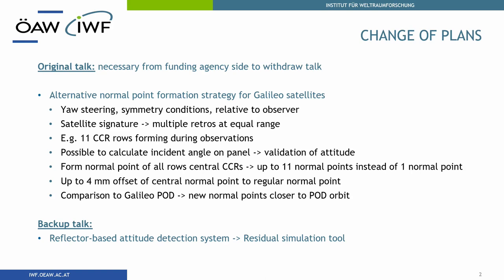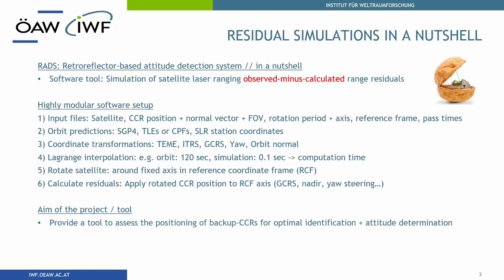Backup talk. I'm talking about a retroreflector-based attitude detection system, and for that we developed a residual simulation tool. Just to give you a short overview of the tool: as I said before, this is a tool to simulate laser ranging observed minus calculated residuals. To summarize how it works, we define input files with the satellite retroreflector configurations, the normal vector of the retroreflector, so basically the orientation of the retroreflectors. A rotation period is possible to define for this satellite. So you could select arbitrarily the rotation period and rotation orientation of these satellites and choose a reference frame: nadir pointing, yaw steering, whatever you want. And of course define when you want to evaluate these passes.